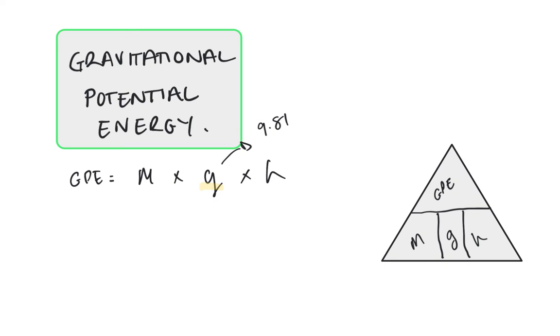Now, the units for these, again: GPE's units are joules, mass in kilograms. The gravitational field strength is actually in meters per second squared, and the eagle-eyed of you will notice that those are the units for acceleration. And actually, this gravitational field strength is often referred to as acceleration due to gravity. And when you get to your A levels, that will be the way in which you more commonly talk about it. And your height is in meters. So that's gravitational potential energy.